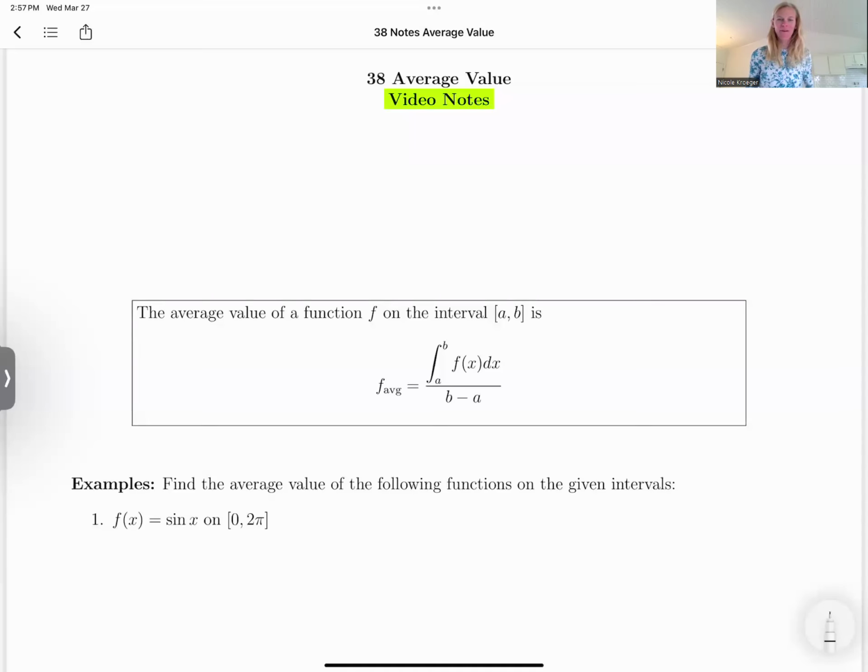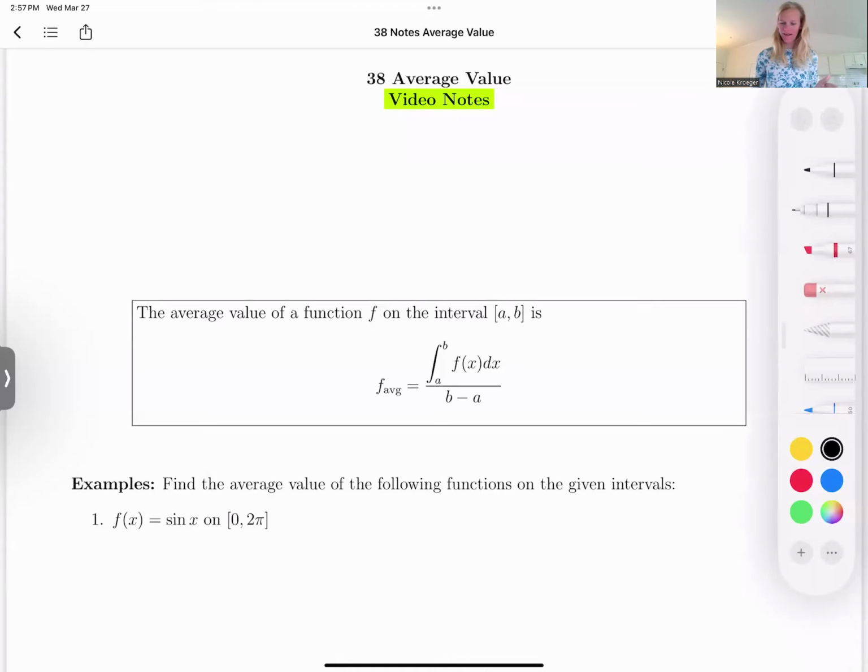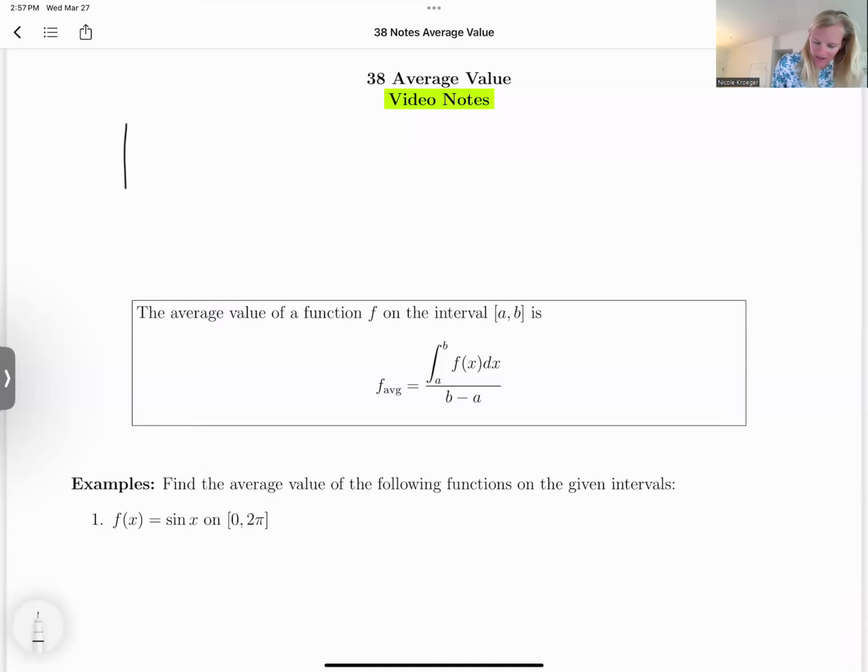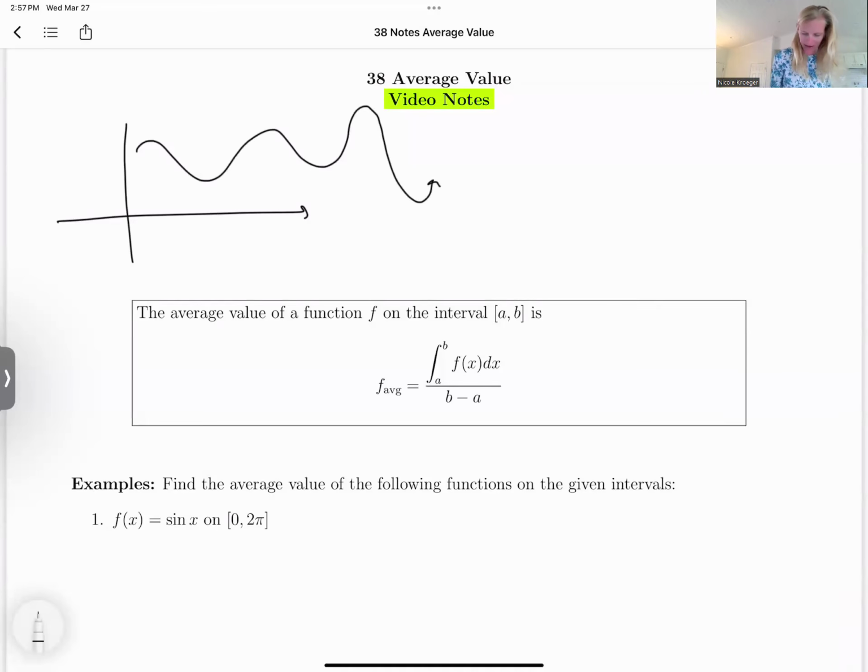Today, we're going to talk about one application of definite integrals, and that's to average value. And so what we want to think about here is some kind of function. We have this little function, it's wavy, on the interval from A to B, and let's pretend it's always positive.